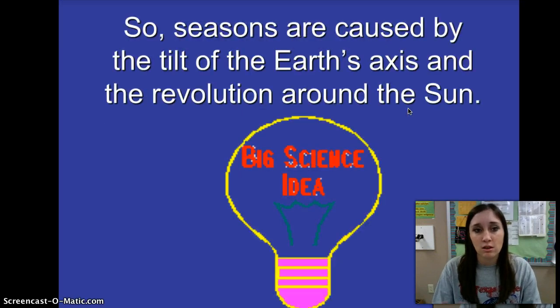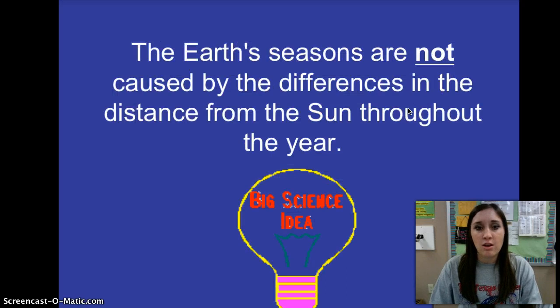So in conclusion, the seasons, this is the big idea, are caused by the tilt of Earth's axis and the revolution around the sun. So remember, the tilt is 23 degrees. However, if the Earth was not tilted, then we would not have seasons. And the revolution around the sun, so making that one whole trip in 1 year around the sun, that causes us to have seasons.